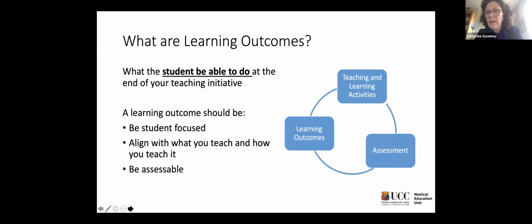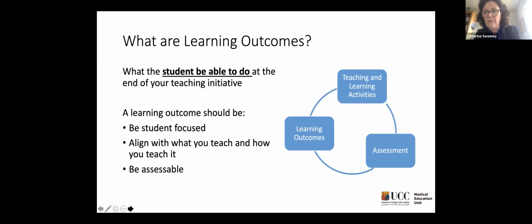I suppose, what are learning outcomes? I see some names I recognize there from being recent medical students, and you'll all be familiar with the term learning outcomes. I'm a bit of a dinosaur in this area. I qualified quite a long time ago, and learning outcomes weren't really a thing when I was a medical student. But really, learning outcomes have to do with putting a focus on the student in terms of learning. And learning outcomes are what a student should be able to do at the end of your teaching initiative.